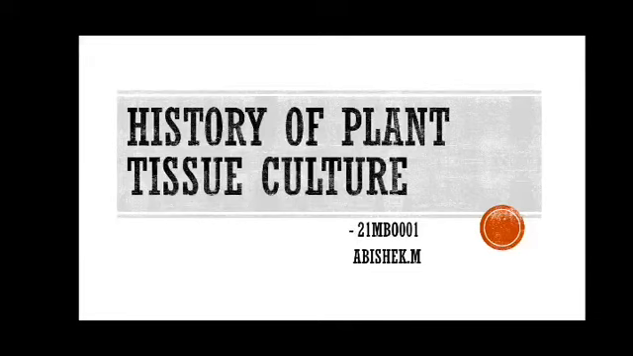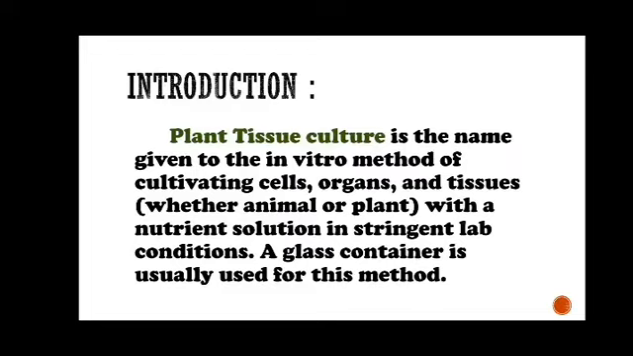Now we are going to see about the history of plant tissue culture. Introduction. Plant tissue culture is the name given to the in vitro method of cultivating cells, organs and tissues, whether animal or plant, with nutrient solution in stringent lab conditions. A glass container is usually used for this method.